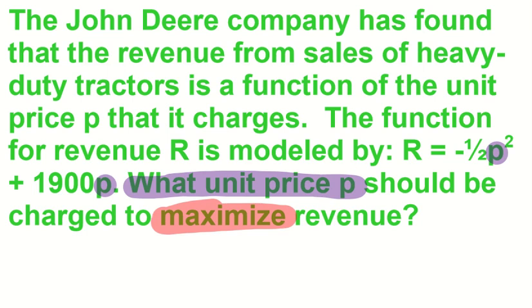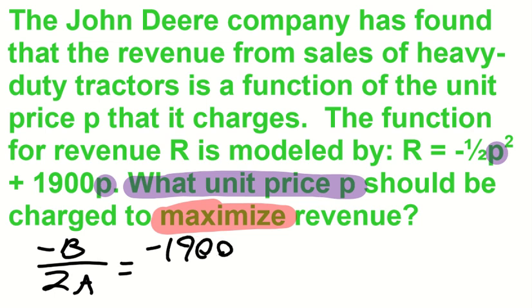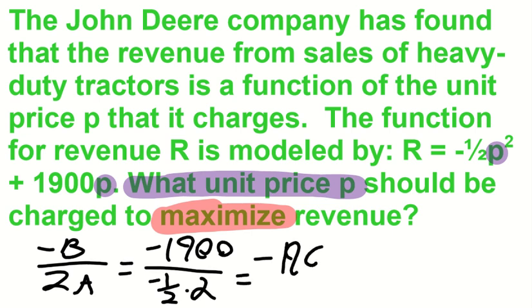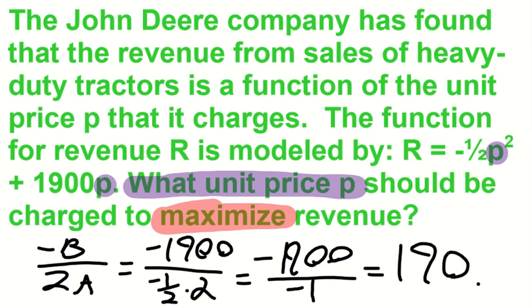So when you do that, this one I could almost do quicker without Desmos. It's the opposite of B over 2A. So that's negative 1900 over negative 1/2 times 2. So that's negative 1900 over negative 1, which is just 1900. Okay. Any questions on that?